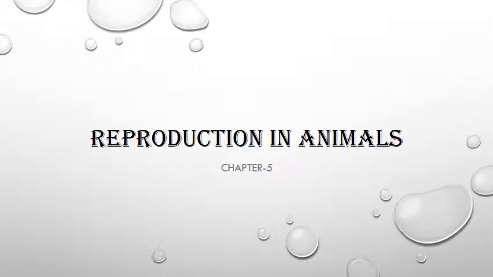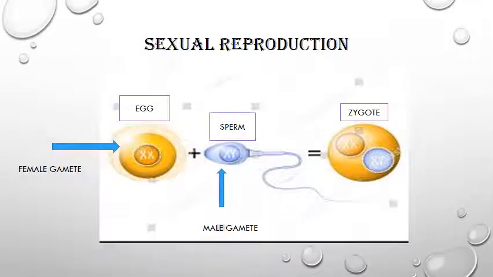So we are learning chapter 5, that is reproduction in animals. In the previous videos, we have learned about the reproduction process, about two types of reproduction, that is asexual and sexual reproduction, and also about asexual reproduction and its three methods. Now today in this video we will learn about sexual reproduction. First we have to understand what sexual reproduction is.